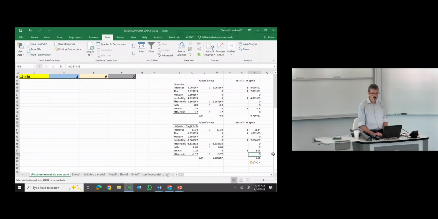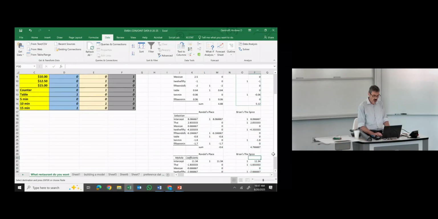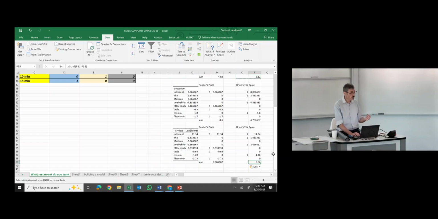So these are the two restaurants that are in the market right now. Which do I think Chris would choose? I think he would choose Brian's because it's 5.12, and Randall's is only a 4.8. So I think that's score one for Brian. And then which do I think that Sebastian would choose? Also choosing Brian's. And which do I think that Nicola would choose? Also choosing Brian's. So thus far, it looks like 100% of the market goes to Brian, and thus far 0% of the market goes to Randall.